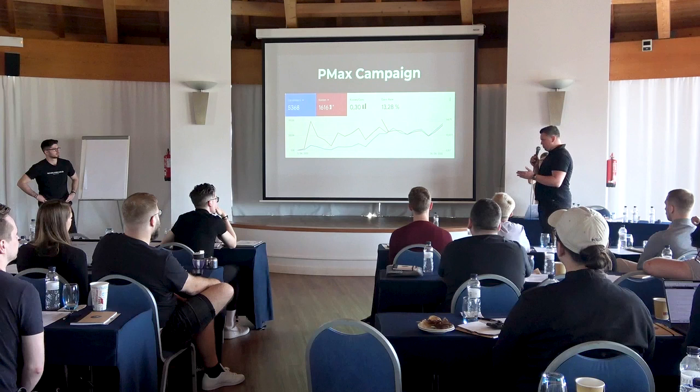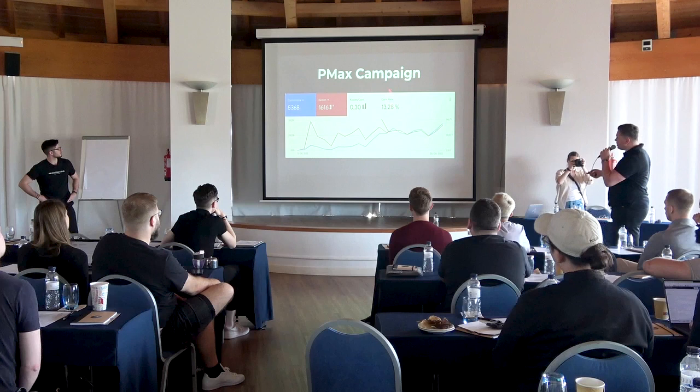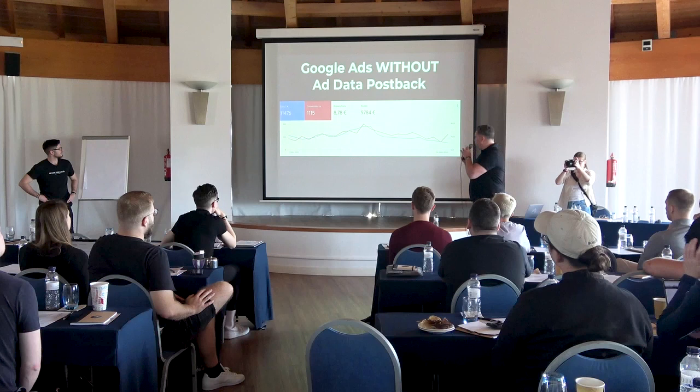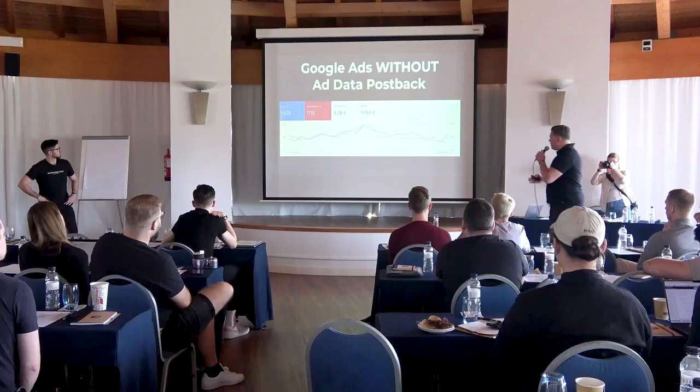And if you look here, by the way, crazy conversion rate, but you see it here, that's a Google Ads campaign on a PMax basis without ad data postback. You can see the lines are basically running like they want. This means you're not giving the platform the data it wants to optimize on. They try to optimize on something, maybe a guy in a blue shirt who's buying from you, and the campaign is optimizing on guys in red shirts as prospective clients. So they will not buy from you. And this is a problem if you do it the wrong way.